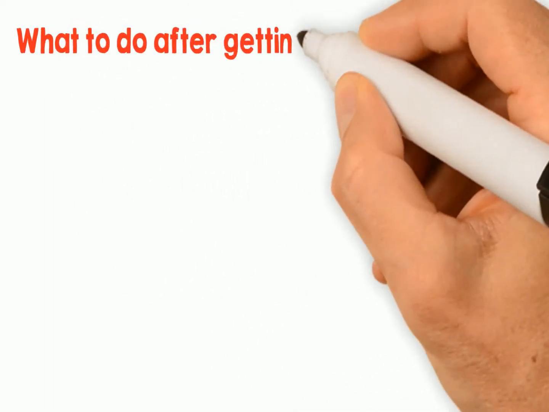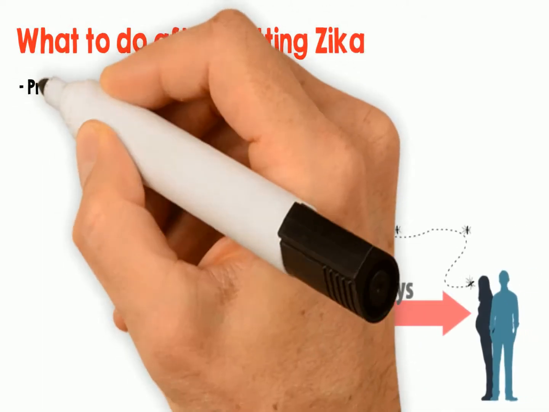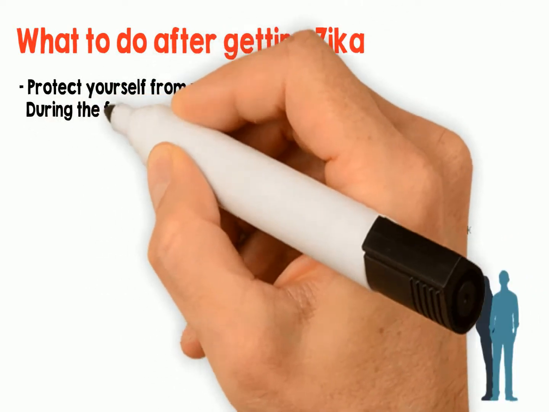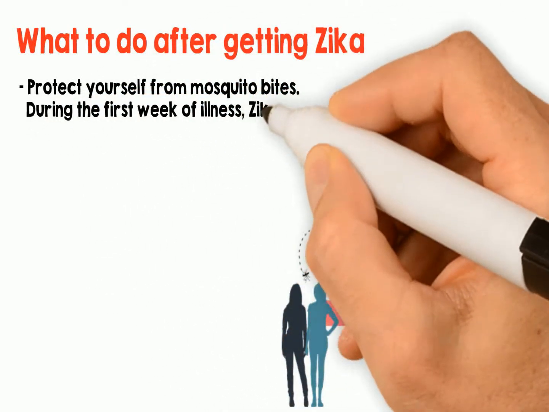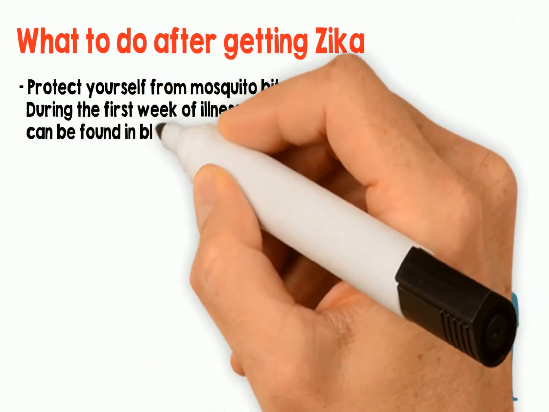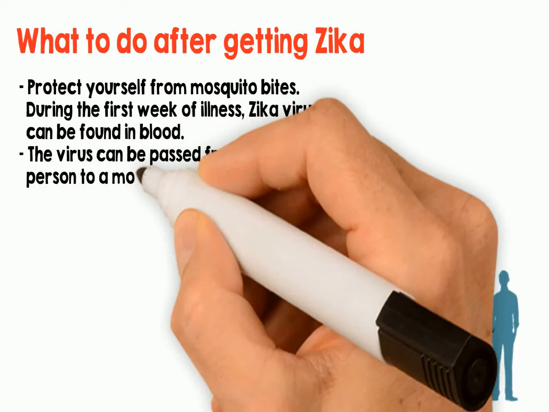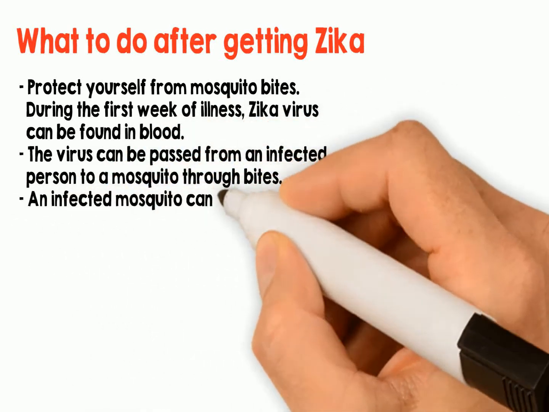What to do after getting Zika? Protect yourself from mosquito bites. During the first week of illness, Zika virus can be found in blood. The virus can be passed from an infected person to a mosquito through bites. An infected mosquito can spread the virus to other people.